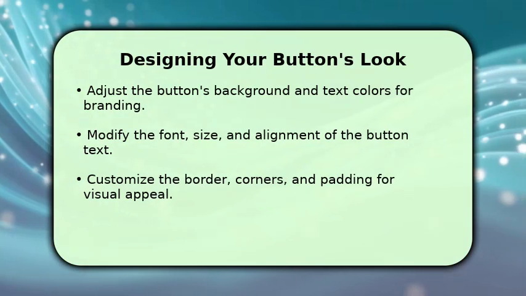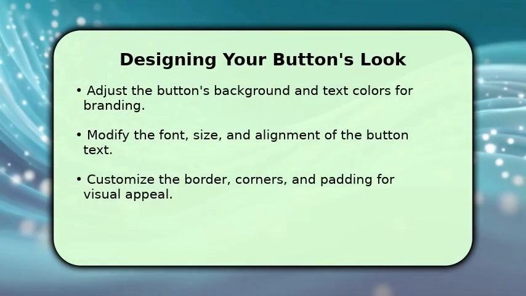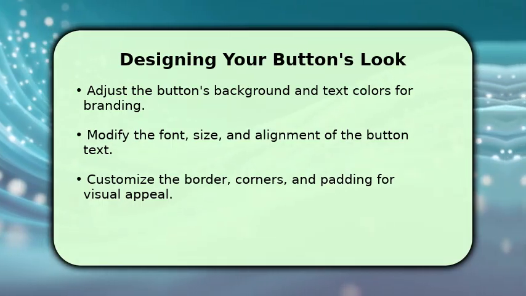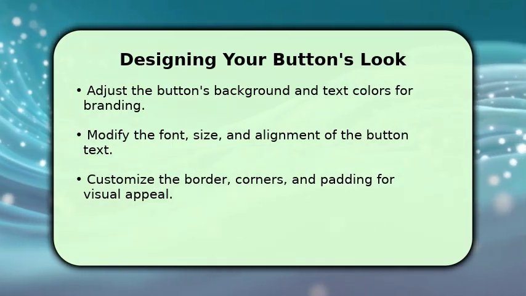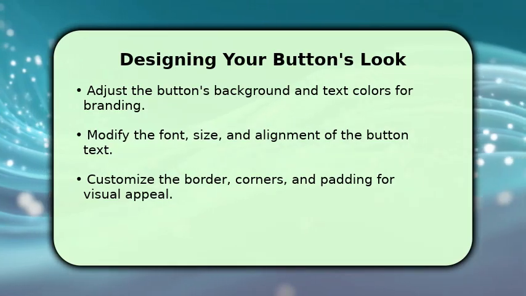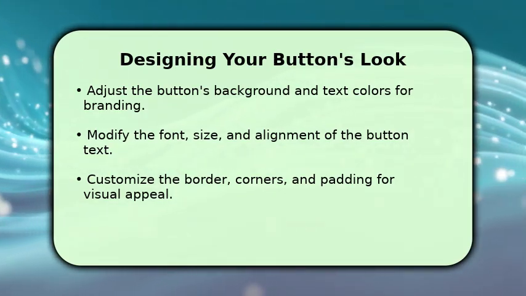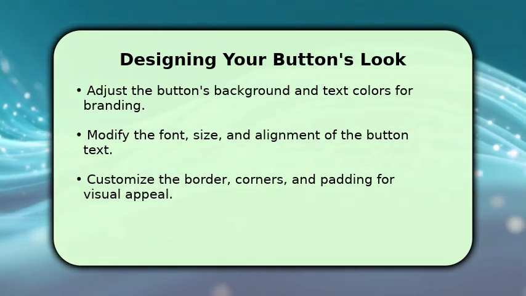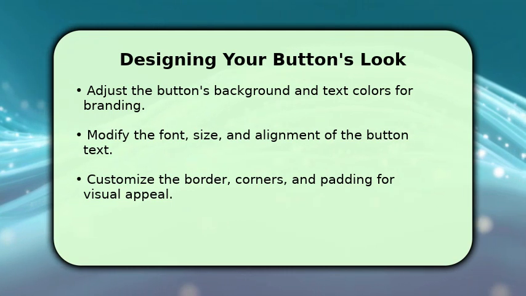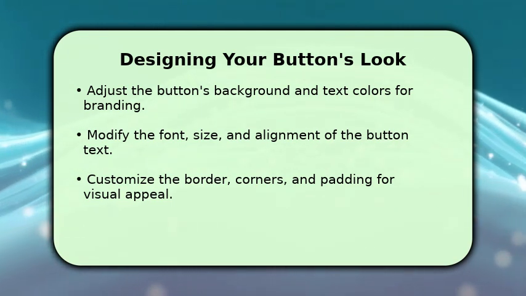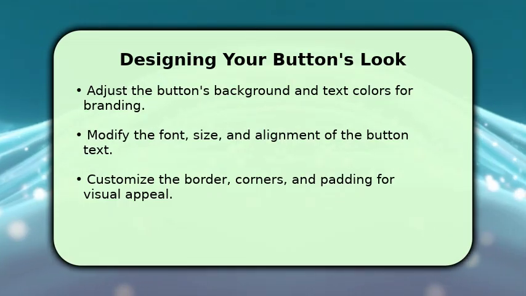Now, let's make your button visually appealing. In the Style tab of the editing pane, you can change the button's background color and the text color to match your brand. You can also adjust the font, its size, and the text alignment. Experiment with border styles, corner rounding, and padding to create a polished and inviting call to action.